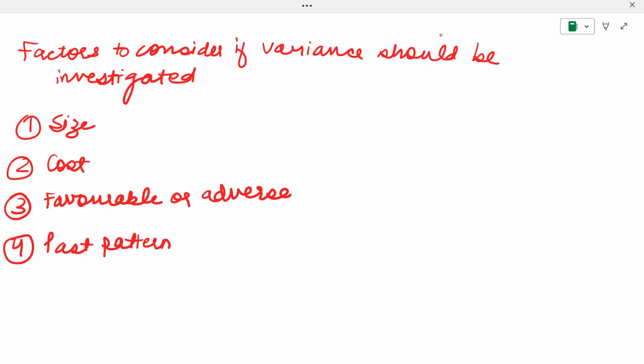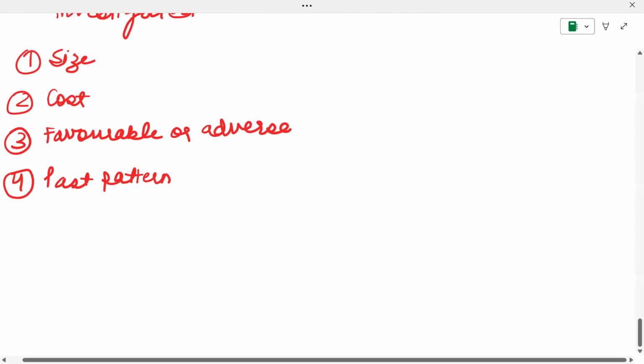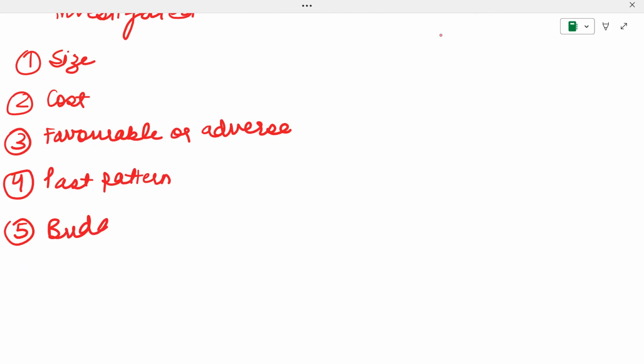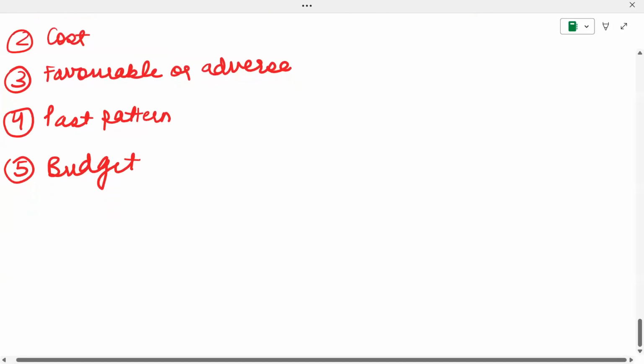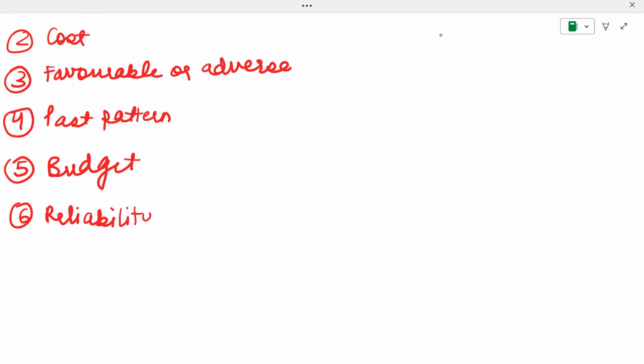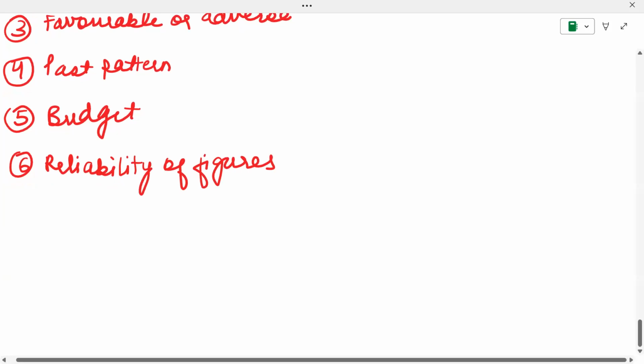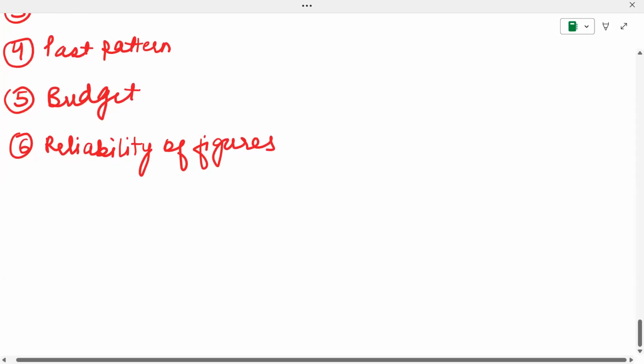Also talking about the past patterns. Let's suppose for some item, they have been having a small adverse variance for a long period of time, so that may be a past pattern which follows. So they may not investigate that variance. Then you talk about the budget. Another factor is the reliability of the figures. So probably if it's a very small variance, there is a probability that due to some rounding errors, there could have been minor variances. So such variances can also be ignored and not further investigated.